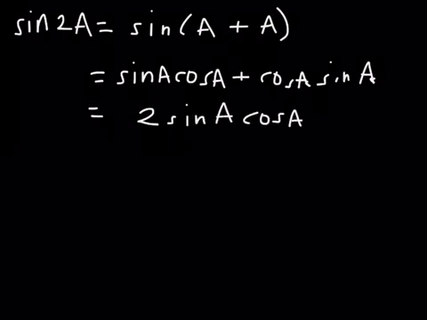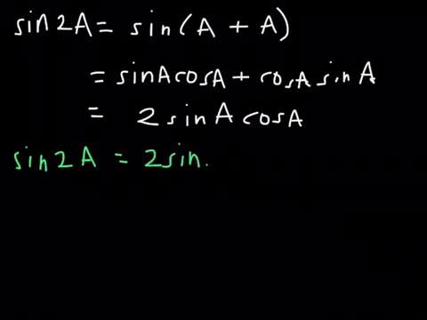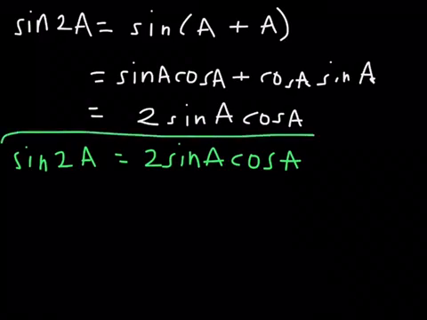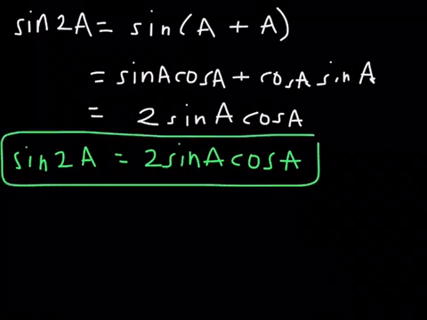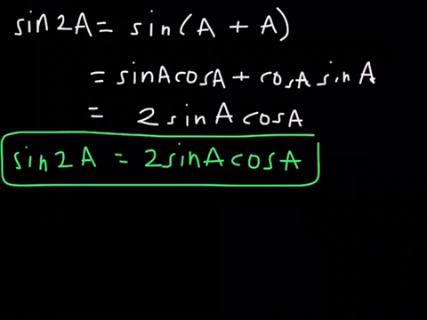That one's done. So, just in summary, sine of 2a is 2 times sine a cosine a. All right? There's only one double angle identity for sine. Let's go for the double angle identity for tangent.